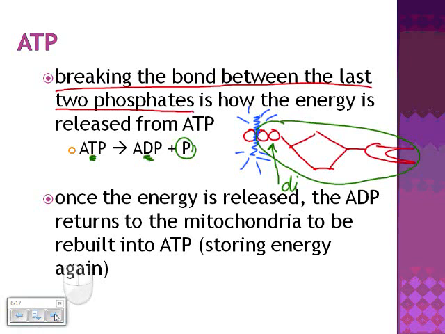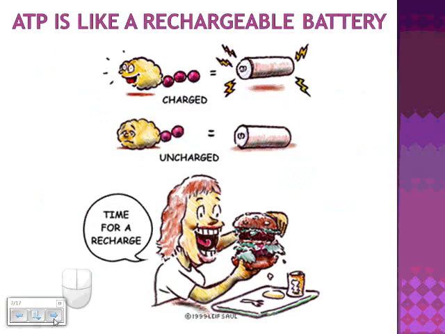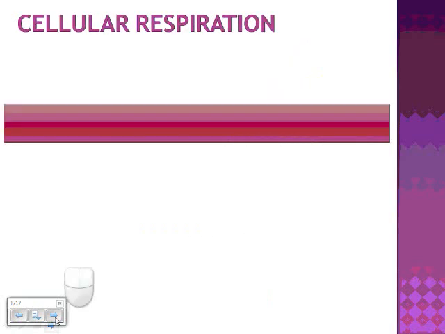Once we release that energy, ADP can go back to the mitochondria, because remember, mighty mitochondria is responsible for making the energy, making the ATP out of our food, and the ADP can be recharged. So easiest way, it's like a rechargeable battery, all right? When there are 3 phosphates, it's charged. When there are 2 phosphates, it's uncharged. Just like we talked about in photosynthesis.